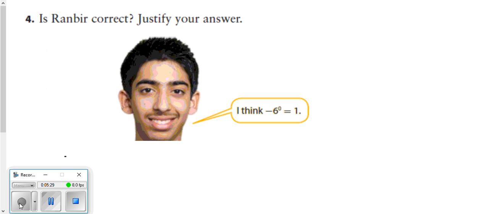I forgot question 4. Is Ranbir correct? Justify your answer. He said, I think that it is going to be smaller than 0. It's actually a lot more complicated than the other questions. We learned that if you think of this pattern, powers of 2.